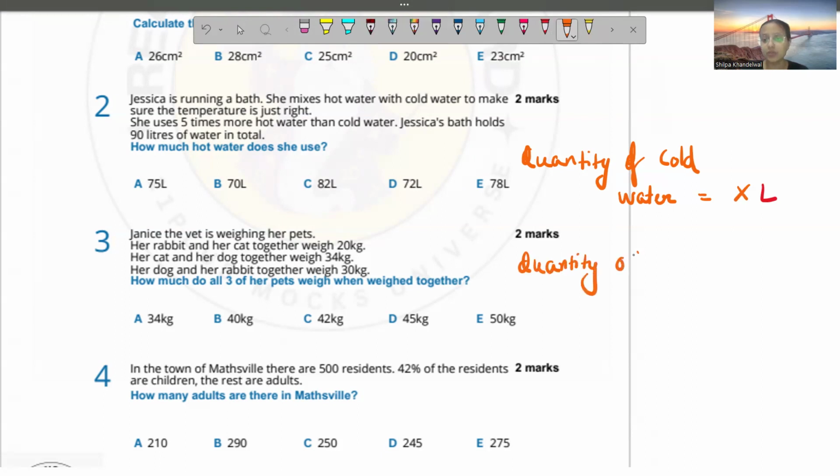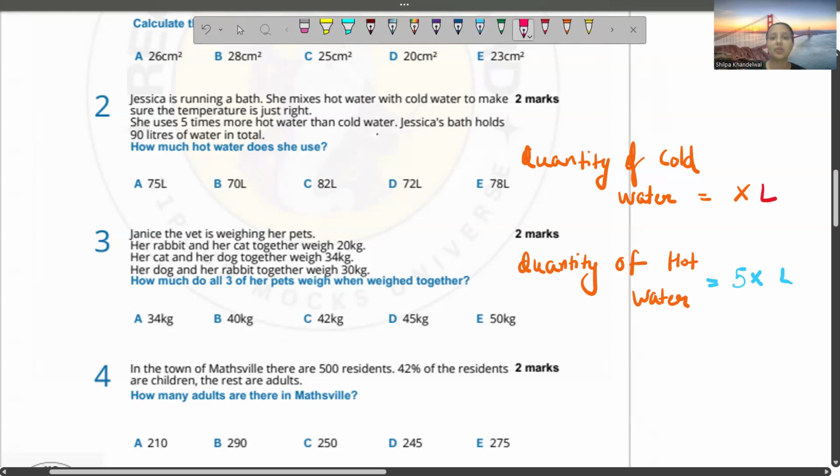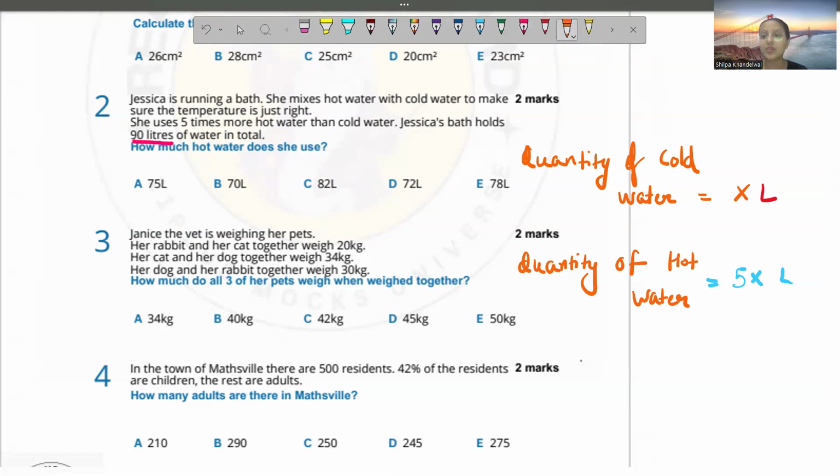Now, what will be the quantity of hot water according to the question? The quantity of hot water will be equal to 5 times the cold water, right? I mean, she used 5 times more hot water than cold. So we are just going to do 5 times x, which is 5x liters. And they already gave you the total quantity of the water, which is 90 liters, correct?